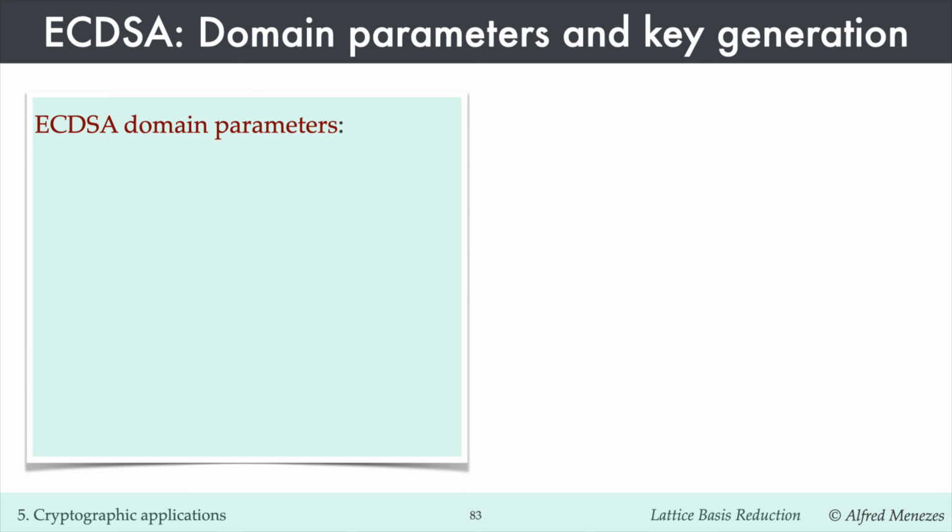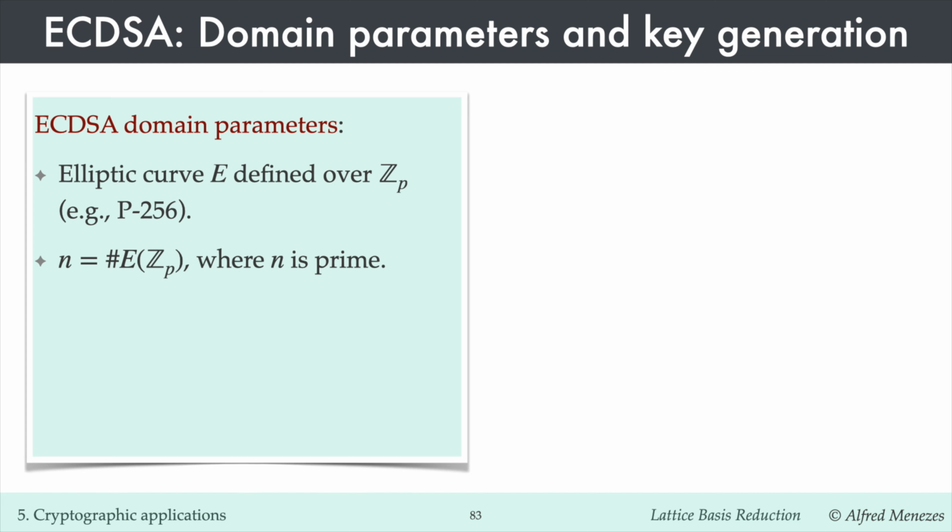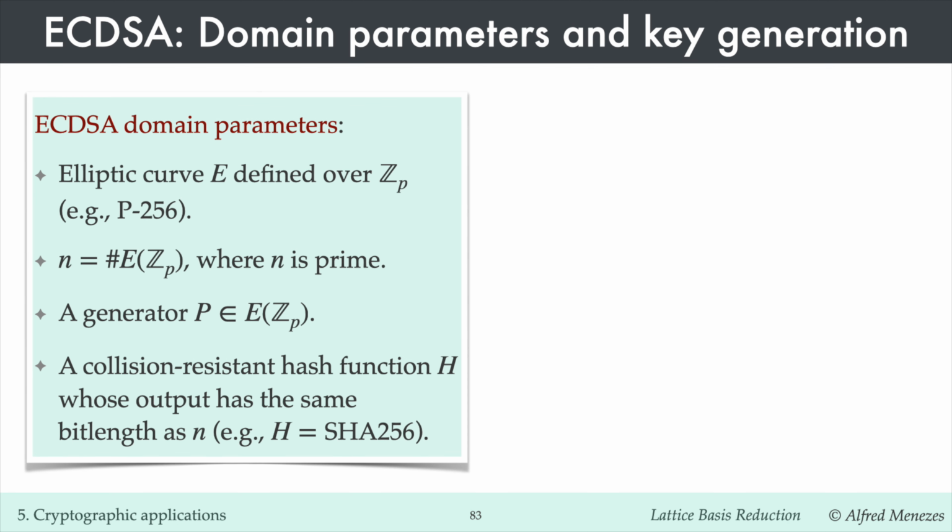Let's begin with the ECDSA domain parameters. These are publicly known and shared by all users of the system. They consist of an elliptic curve E defined over the integers modulo a prime p, the prime n, which is the number of points on the curve, a generator point P on the elliptic curve, and a collision-resistant hash function such as SHA-256.